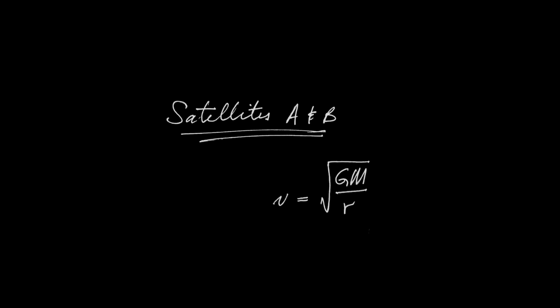Notice in my equation for orbital speed, the mass of the object that is orbiting does not come into it. I need the mass of the object that is being orbited, in this case the mass of the Earth, but I don't care about the mass of the satellite, which is really nice if you're in the business of building satellites.